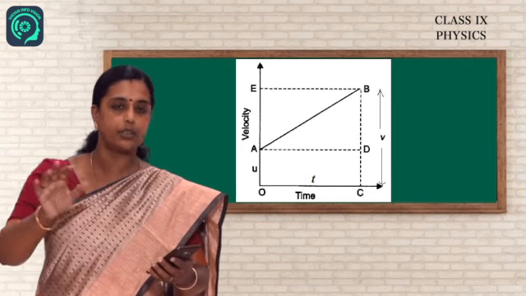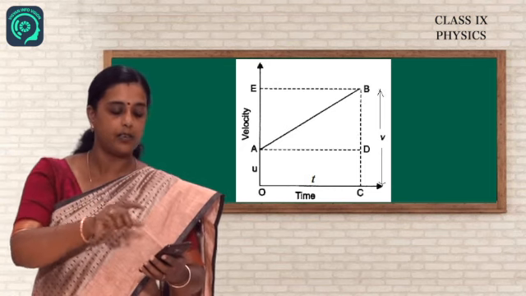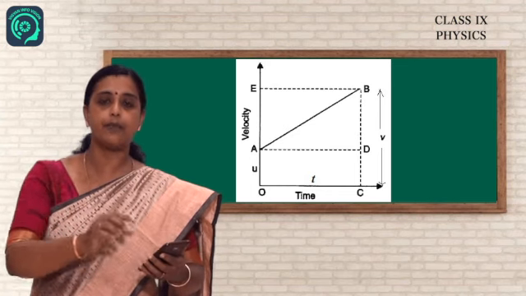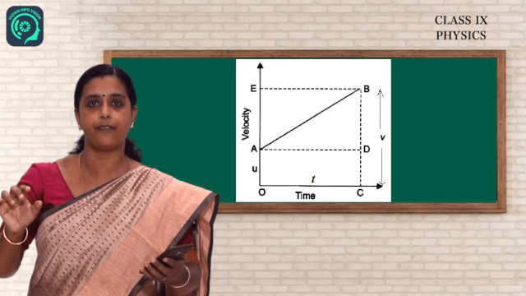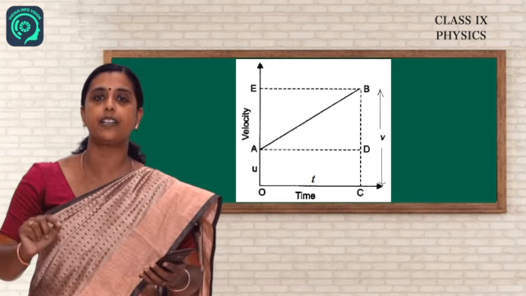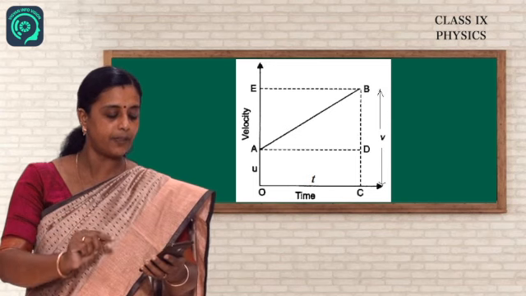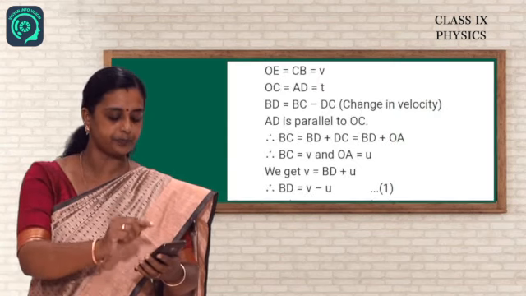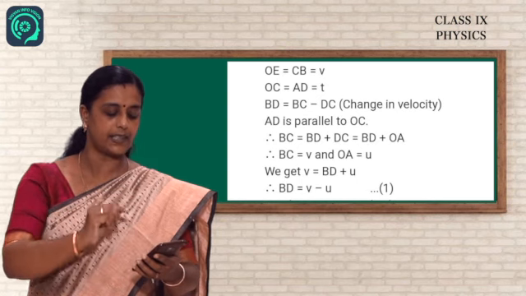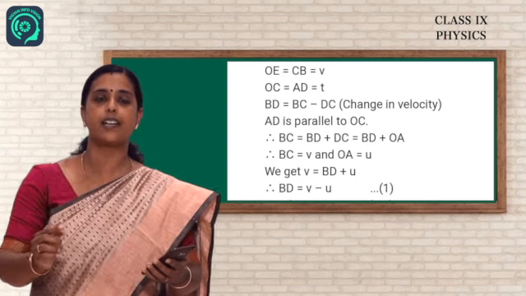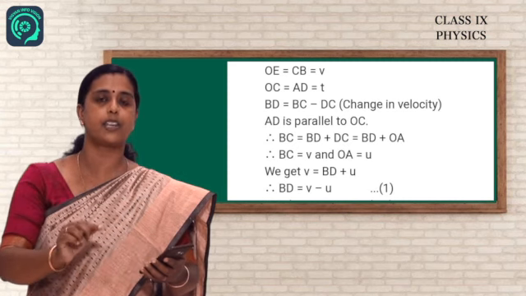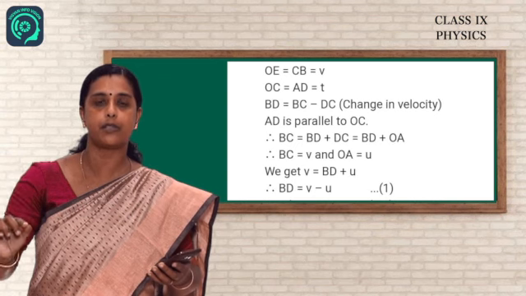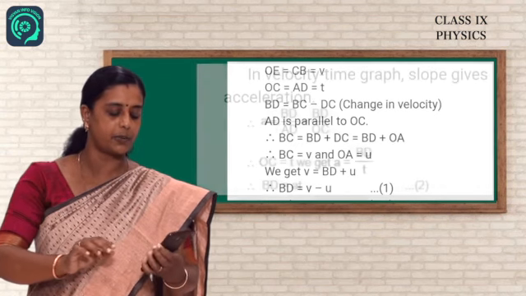From the point B, you are drawing two perpendiculars to the graph, one to the y-axis as E and one to the x-axis as C. Now, BC will be representing the final velocity v and OA will be representing the initial velocity u. From the graph, what is this BD? BD is same as BC minus DC. But what is DC? DC again is OA. So, BD is equal to v minus u, and you have to keep this as one expression.